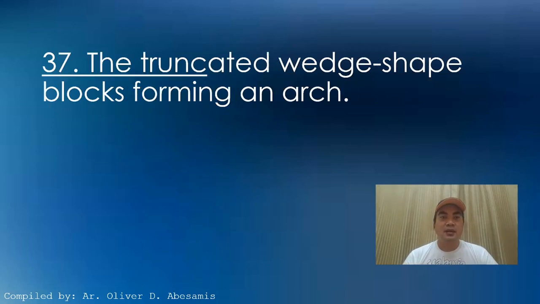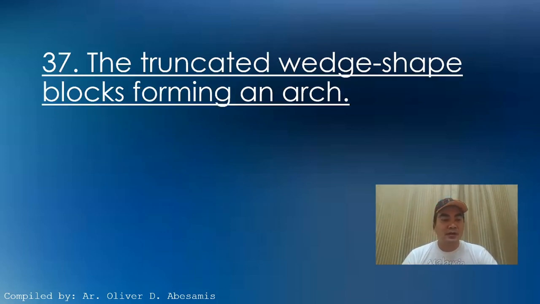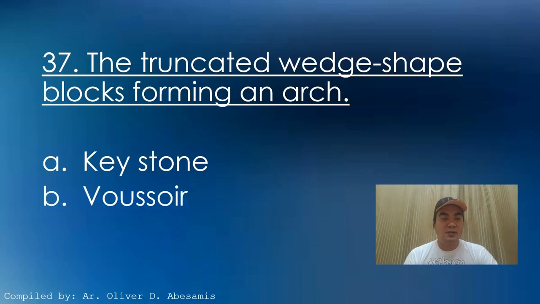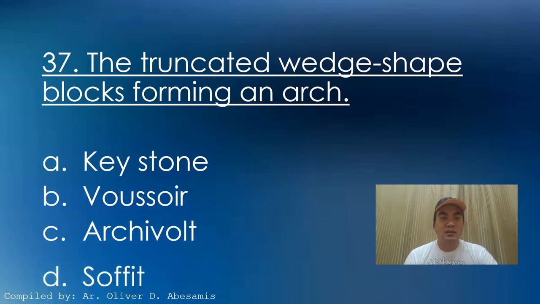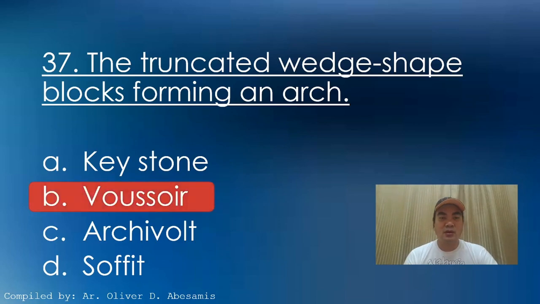37. The truncated wedge-shaped block for forming an arc. A. Keystone, B. Bossoir, C. Archivolt, D. Soffit. Answer: B. Bossoir.